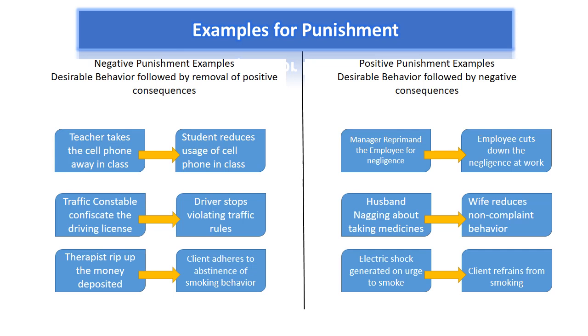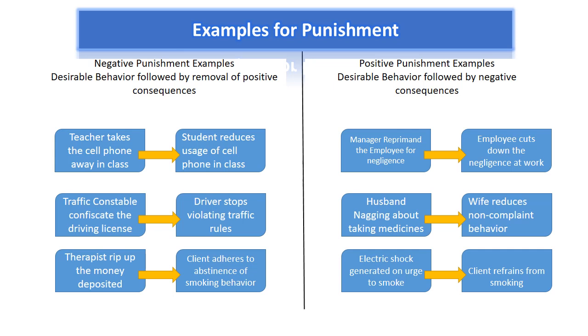For instance, there is a student who is continuously using the cell phone in the class. As a punishment, the teacher takes away the cell phone, and the student reduces the usage of the cell phone in the class. Similarly, the traffic constable confiscates the driving license, that is, the driving license is taken away from the individual, and as a result the driver tries to stop violating the traffic rules. So again there is a reduction in violating traffic rules.